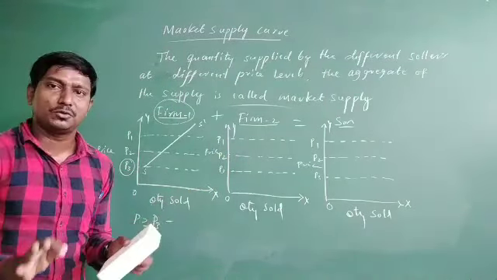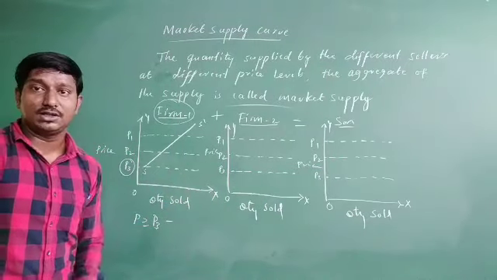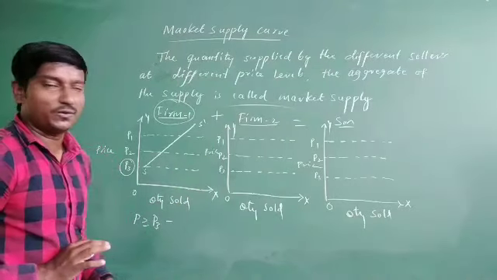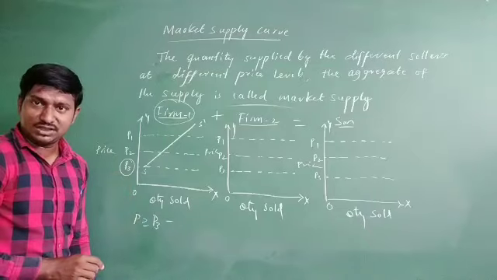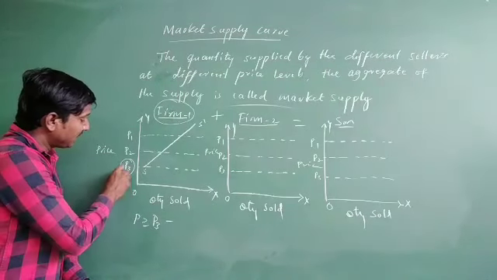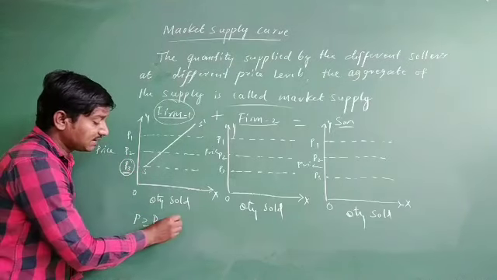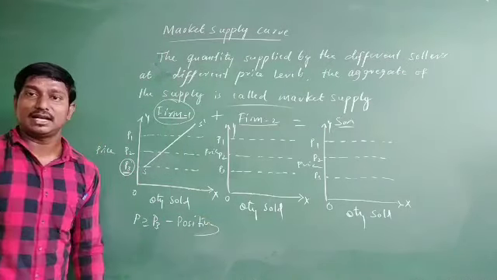We are taking only two firms to understand the market supply curve. There may be a huge number of firms, but for our understanding, we have taken only two firms here. Just see here, in the market, if the price is P3, the firm 1 is the only one supplying a positive amount of quantity in the market.